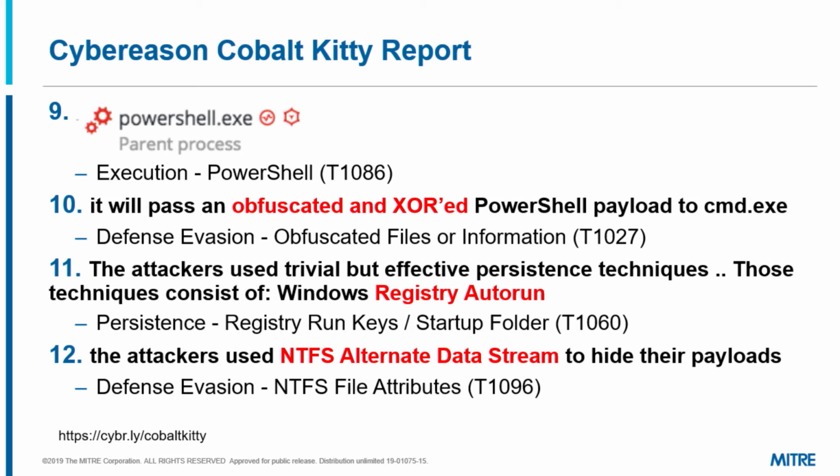This is where sometimes we just use different words for the same thing. In the attack, it's called registry run keys. That's another phrase for registry auto run. Next one, the attackers used NTFS alternate data streams to hide their payloads. We put that under defense evasion and NTFS file attributes. Again, thinking about the adversaries trying to hide their payloads, that would direct you to the defense evasion tactic and hopefully that technique.